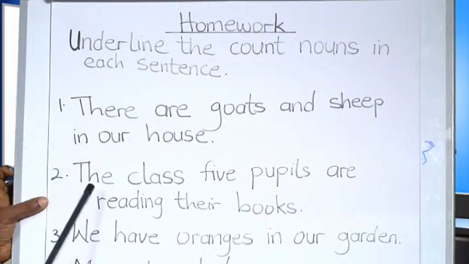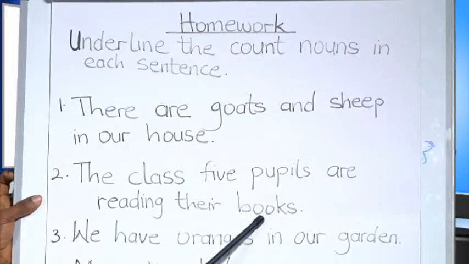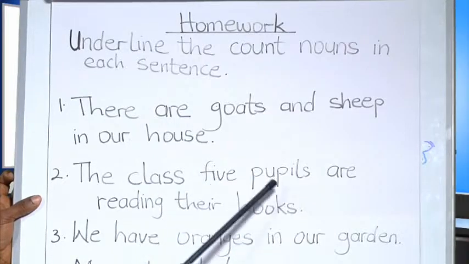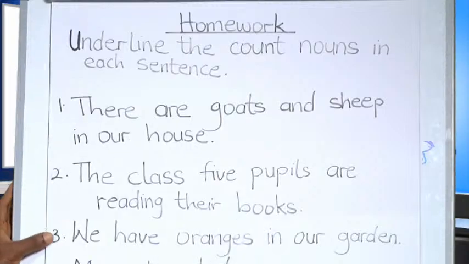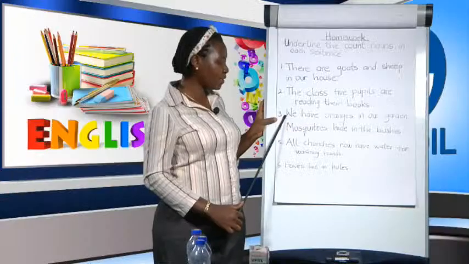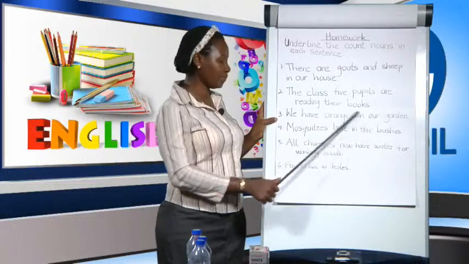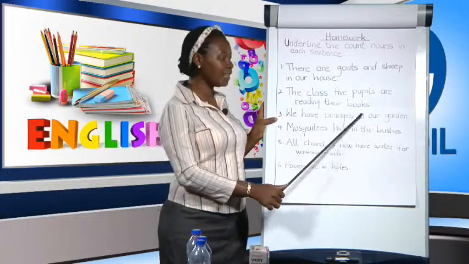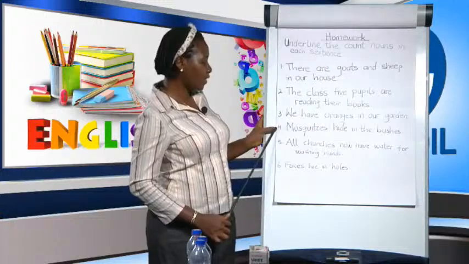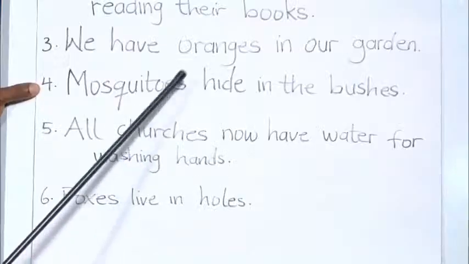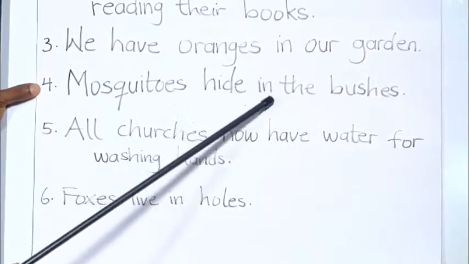Number 2, the class 5 pupils are reading their books. Underline the count nouns in the sentence. Number 3, we have oranges in our garden. Right. Number 4, mosquitoes hide in the bushes.